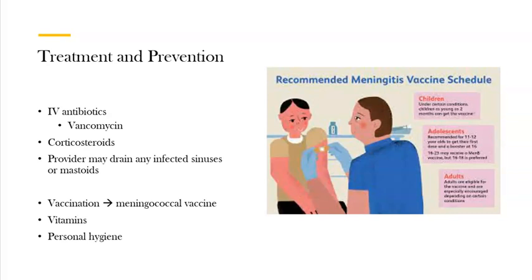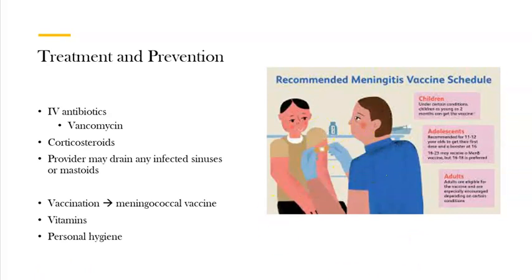To try and prevent bacterial meningitis, you can keep a relatively healthy lifestyle and diet. Taking some vitamins is a good way to prevent it too. There's also a vaccine. It's called the meningococcal vaccine, and that helps protect against bacterial meningitis.